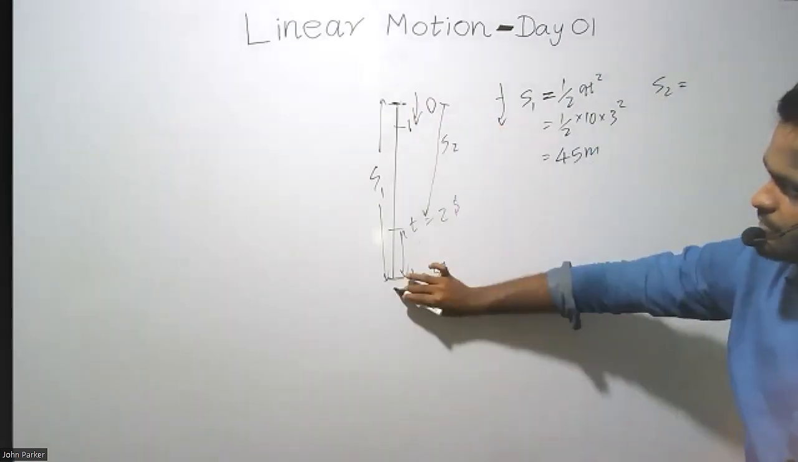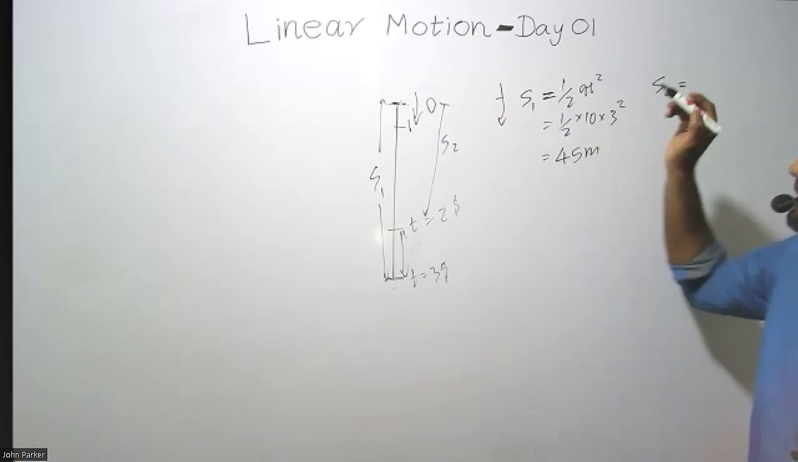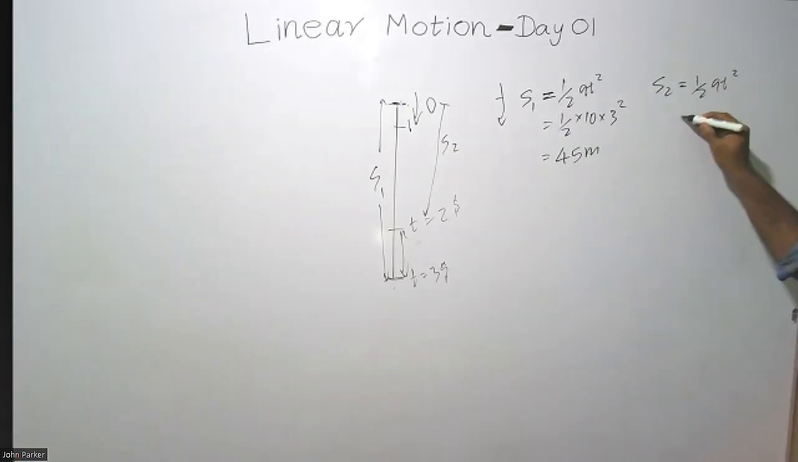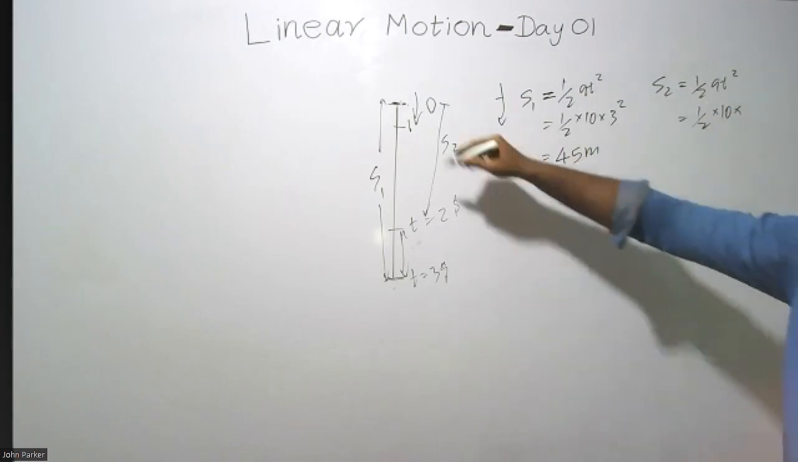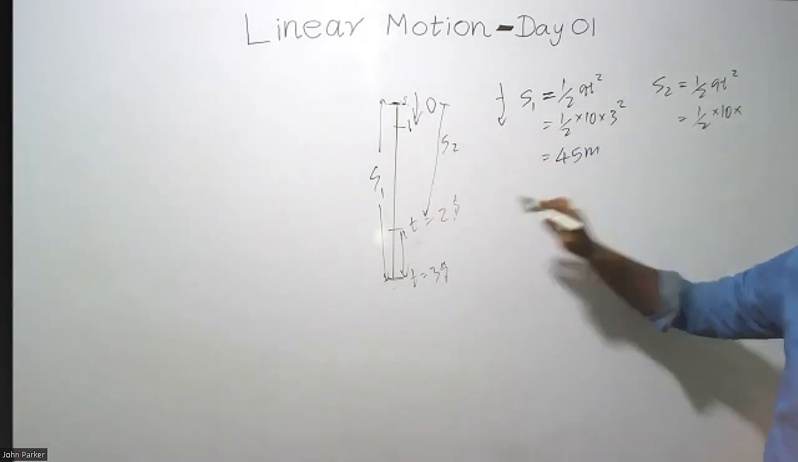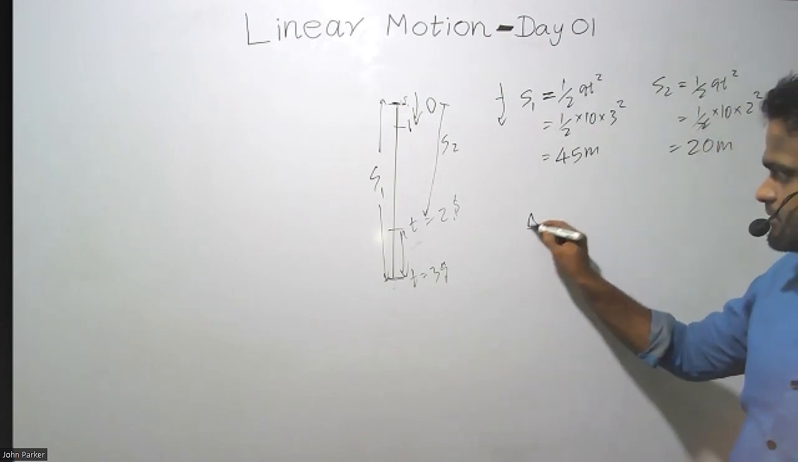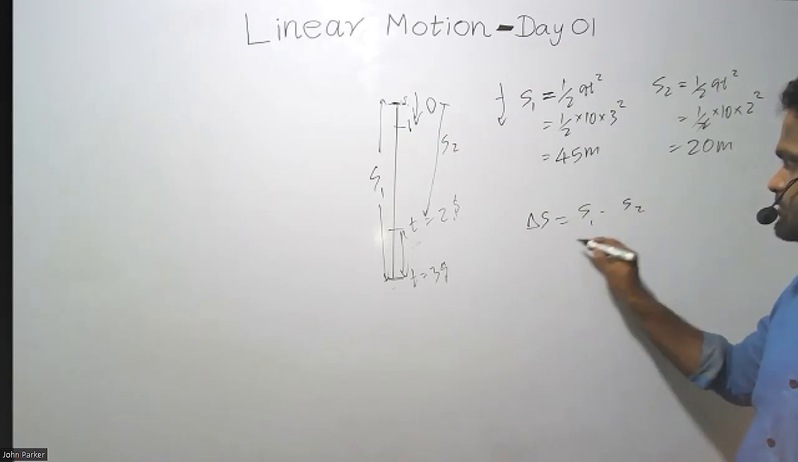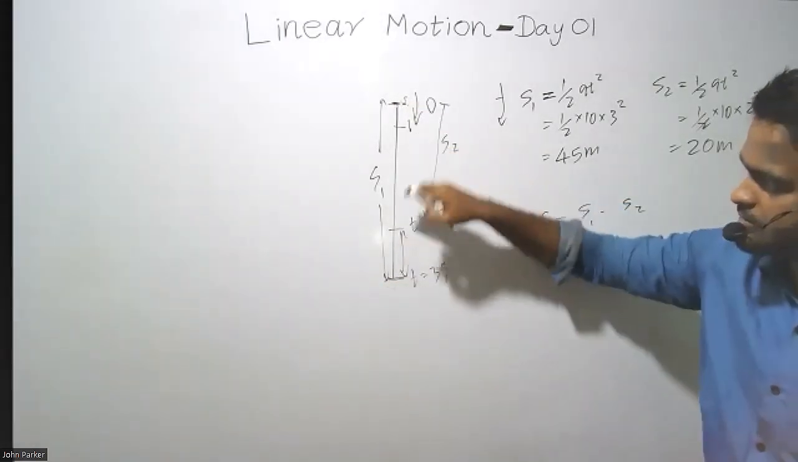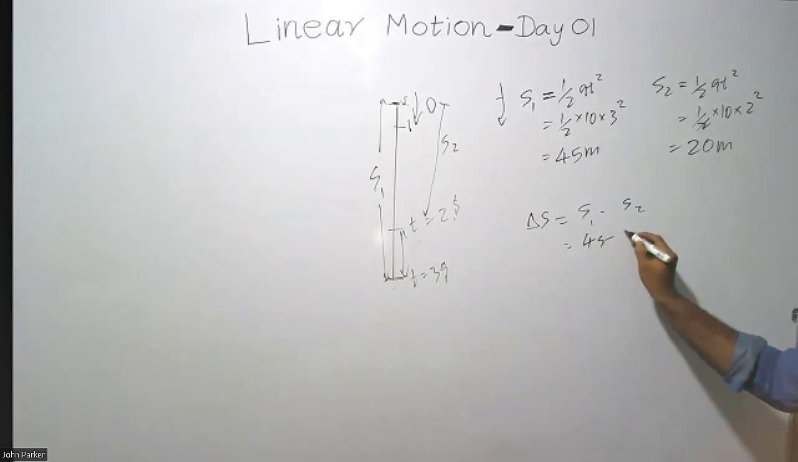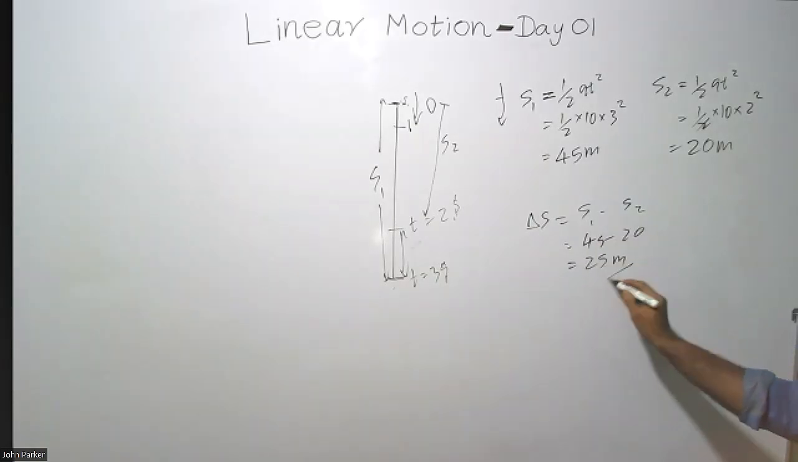Then S2, meaning from here to here. S2 is half at squared. Half, a is 10. t means from here to here, time is 2 actually. 2 squared is 4. 4 divided by 2, 2 times 10, 20 meters. So what's the answer? S1 minus S2. 45 minus 20, so that is 25 meters. That is delta S.